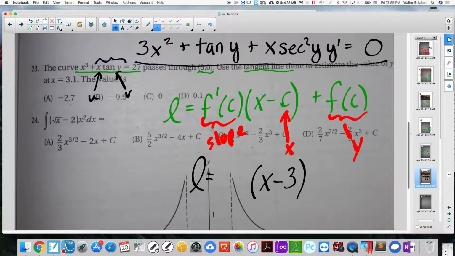To find the slope, I got to fill in that x and the y value. So fill in 3 for x into here. What do we get? 9 times 3, 27. Okay, now let's fill in the 0 for y into here. 0. Plus secant squared y and x.